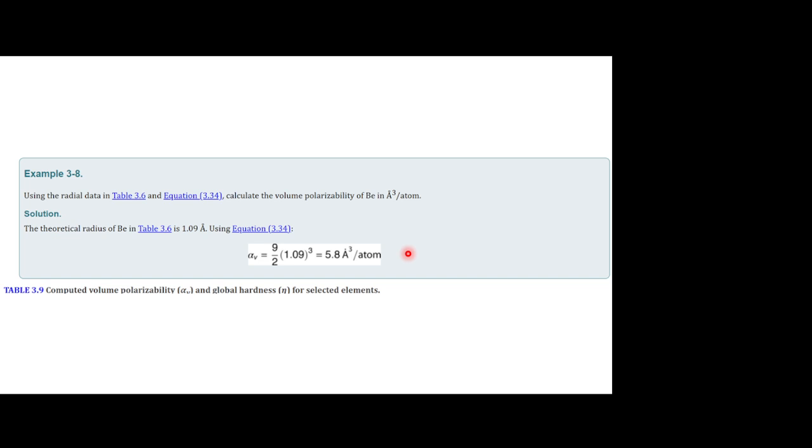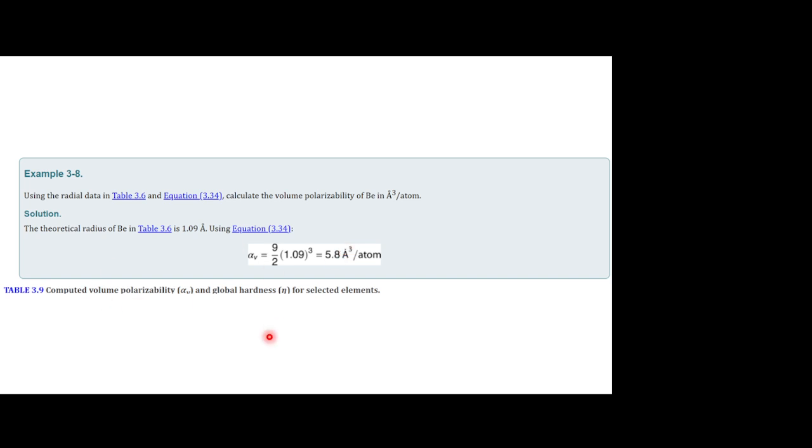And this is more often than not usually how you're going to end up using this, okay? Because all you really want from it is alpha V, and it's fairly easy to find the radius. That's one of the easier things to measure or predict, okay? And so by far and away, this is the most common formula you would use.